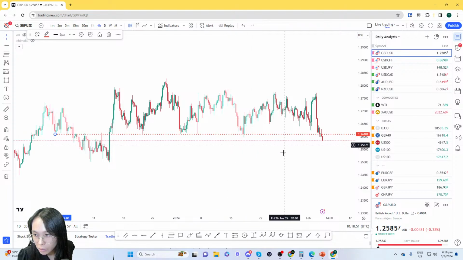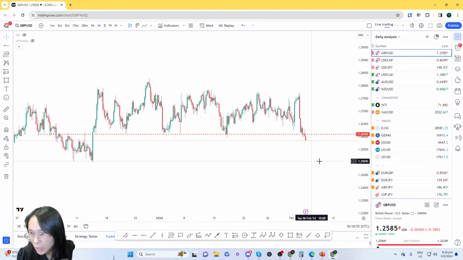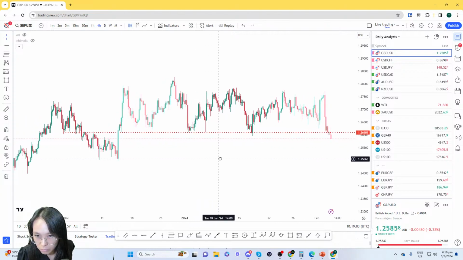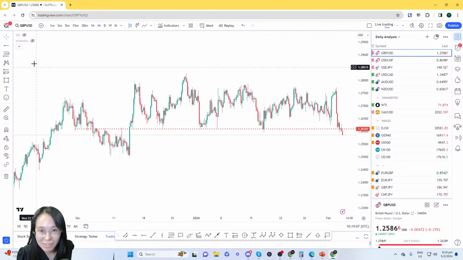1, 2, 3, 3 times. So you bounce off this immediate resistance line 3 times before breaking out. So this will be my immediate resistance level.